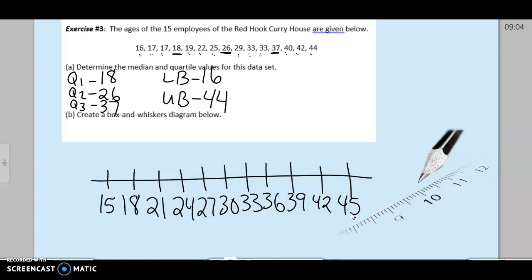So constructing this puts a line in the middle at 26. I always like starting with that middle line. And then the first quartile was 18, right here at the tick mark. And then we had 37, so right here. Go ahead and make your box. Now that your box has been constructed, we're going to go with the lower half. So a dot for the lower, just inside of 15, connected to the box. And then the upper one just inside of 45 and connected. So there it is, your box and whisker plot.